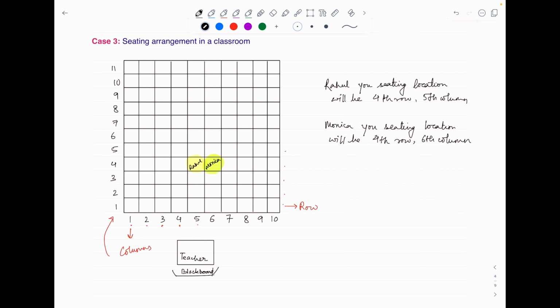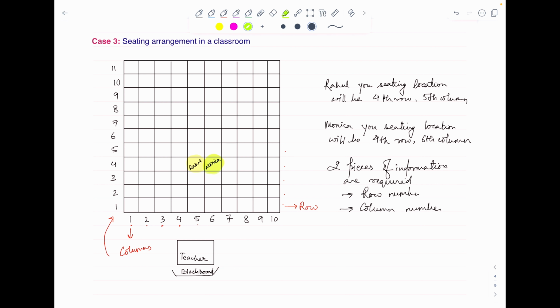So here also two pieces of information are required. What are the two pieces of information? First you need the row number. Second you need the column number. These two pieces of information you require.